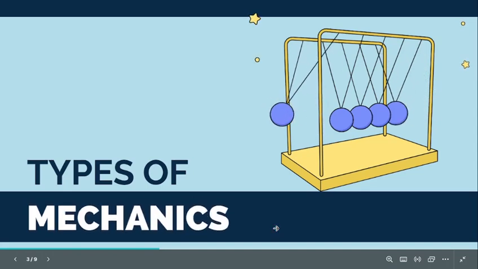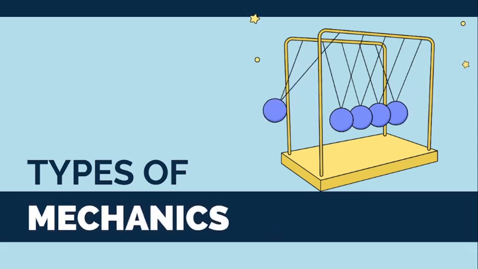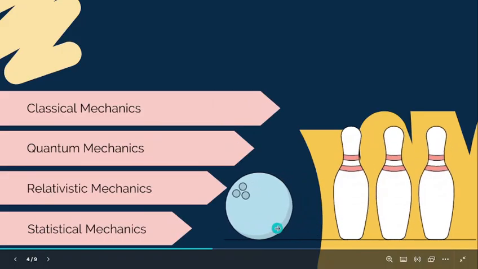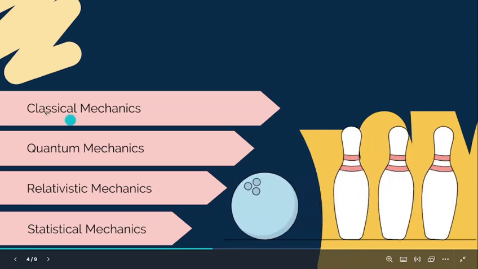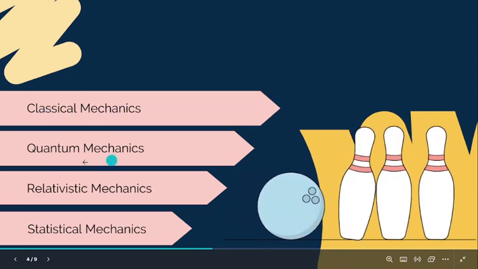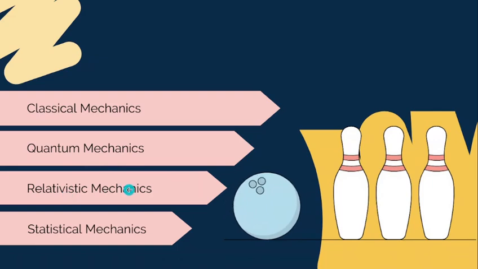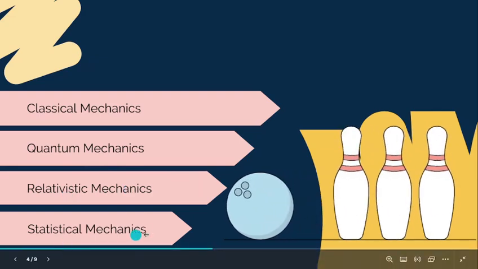Types of mechanics. Now let's break mechanics into four main types. Number 1, classical mechanics. 2, quantum mechanics. 3, relativistic mechanics, and the 4th, statistical mechanics.